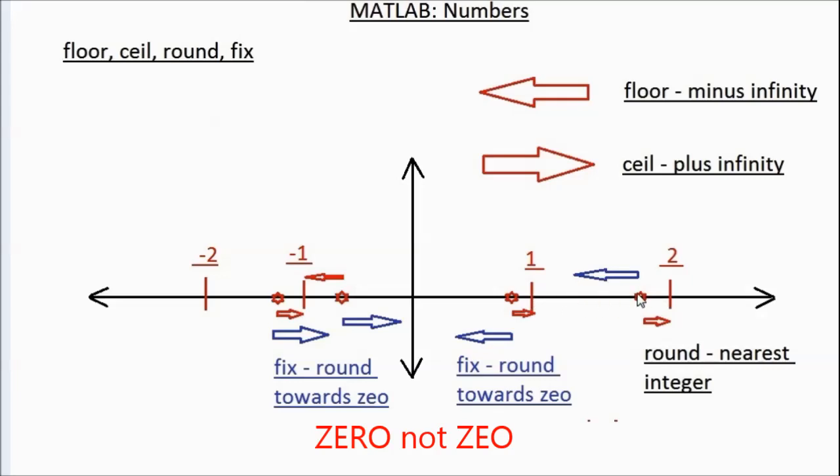Flooring this point goes to 1. Ceiling this point goes to 2. Let's look at this point. Flooring this point goes to 0. Ceiling this point goes to 1. Rounding this point goes to 1. Fixing this point goes to 0.